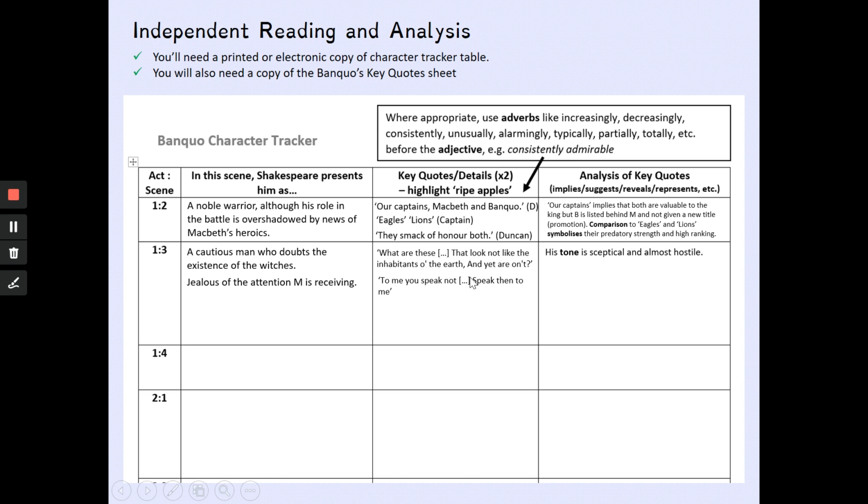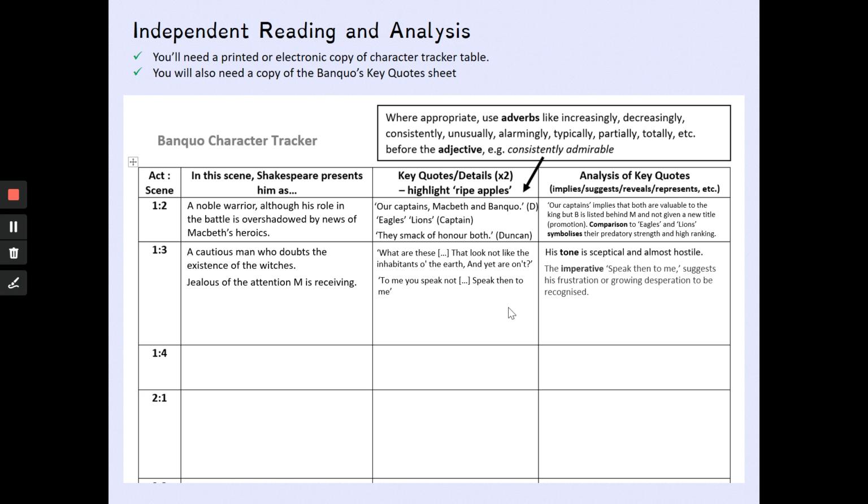Now, that's quite a nice thing you can do when you're writing essays about characters. When there's a longer quote or a longer section of the text that you want to quote from, and you don't want to spend ages copying out that huge section of text, you can edit the quote down to what you need. So I wanted "to me you speak not." I didn't want the text that came before "speak then to me," so I've just cropped it out and I've indicated that by using the square brackets and the ellipsis. So that's something you can use in your own essays. It gives you plenty more time to write down your own thoughts rather than copying down Shakespeare's words.